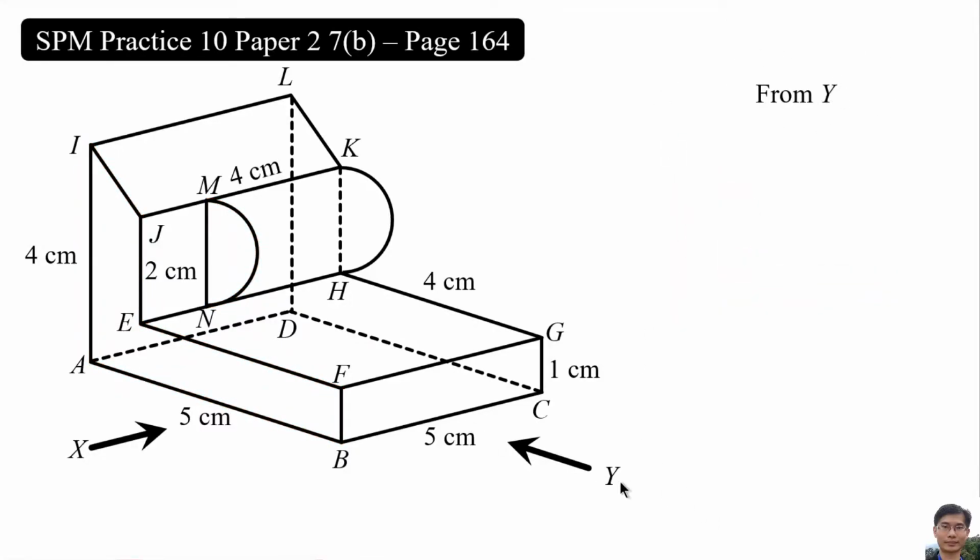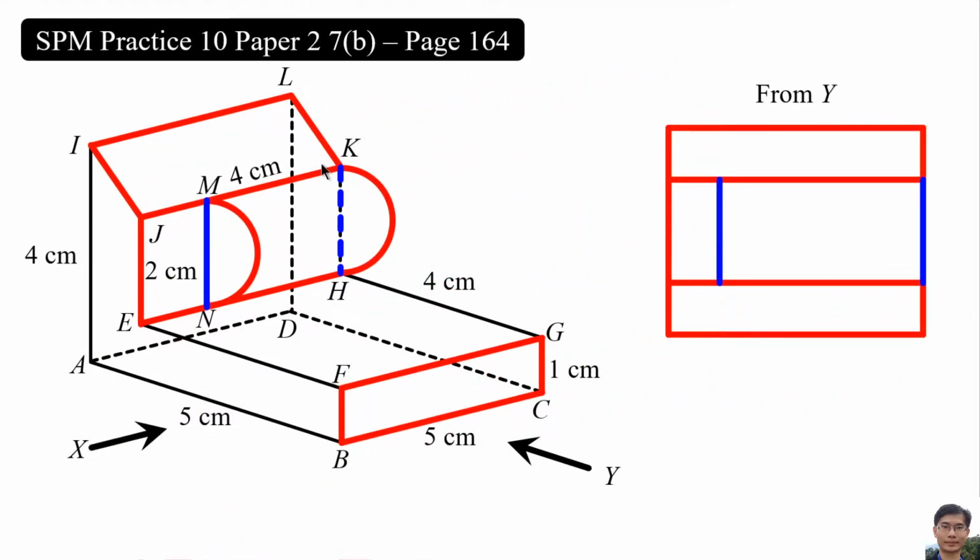From Y, view from Y. So we see this shape. These two semicircles are flattened to become the straight vertical line. The line I, J, E, F, B is flattened to become IA. So the length of this vertical line is 4 cm.